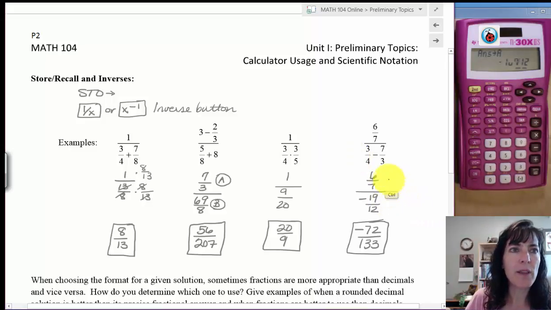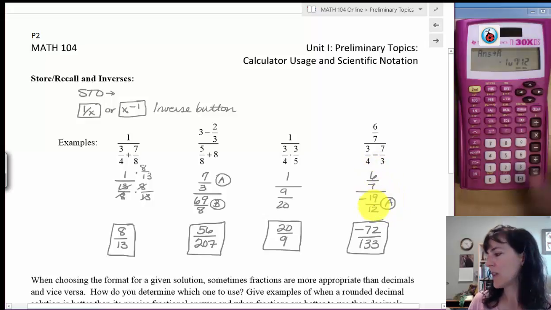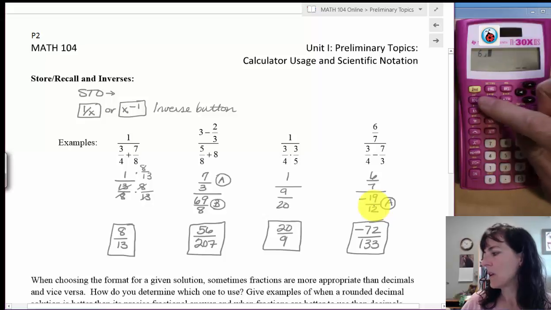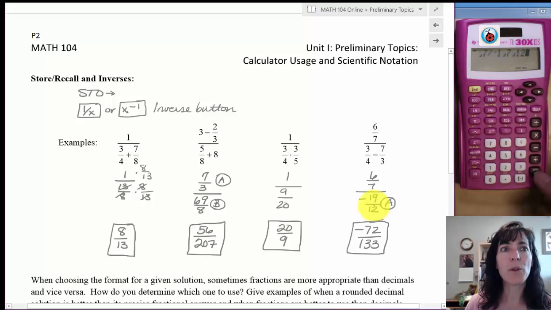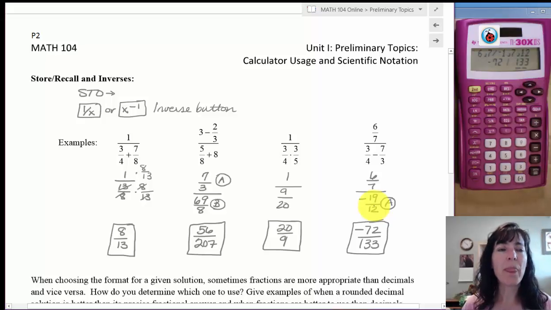So I would write this. And then I just have to do 6/7 divided by recall A, it automatically comes 2. So I push enter one more time, and I get -72/133.